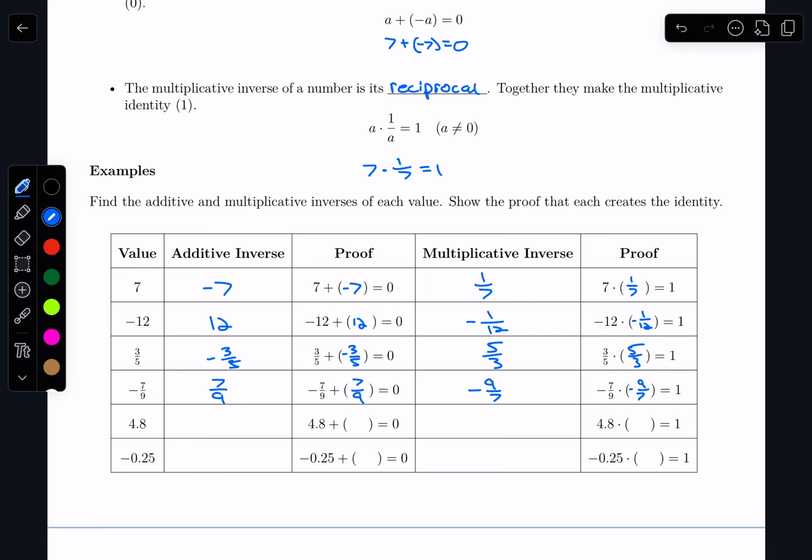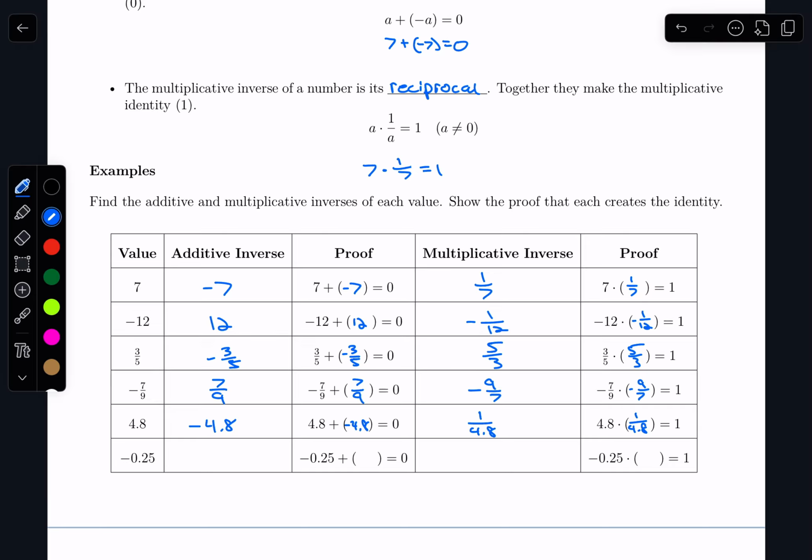With decimals, you could turn it into a fraction and then apply the properties with fractions like we just did, or you can actually just leave it as a decimal. So 4.8, the additive inverse will just be negative 4.8. Those will add to give us 0. And for the multiplicative inverse, you just have to write it as 1 over that number, the same way we did for the integers at the top. So the multiplicative inverse of 4.8 is 1 over 4.8, where all we do is put that number on bottom. So 1 over 4.8 multiplied by 4.8 will just give us 1.